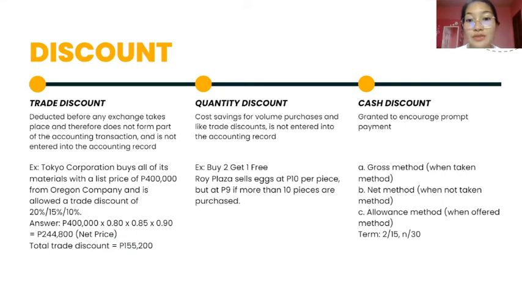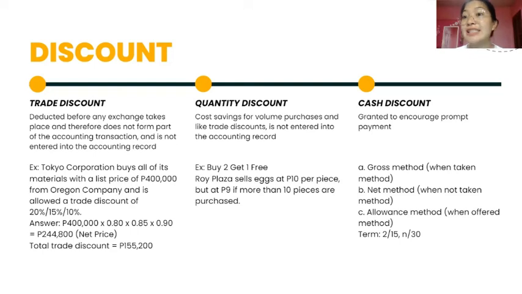So, and then we have quantity discount. So these are cost savings for volume purchases, and like trade discount, it is also not entered in the accounting record. So kani ang example, very obvious example is buy 2 get 1 free. So, for example, ang Rai Plaza gaselog egg at 10 per piece, but at 9 if more than 10 pieces are being purchased. So, mo follow sa ilahang merge promo. And muna, dili siya makita sa accounting records.